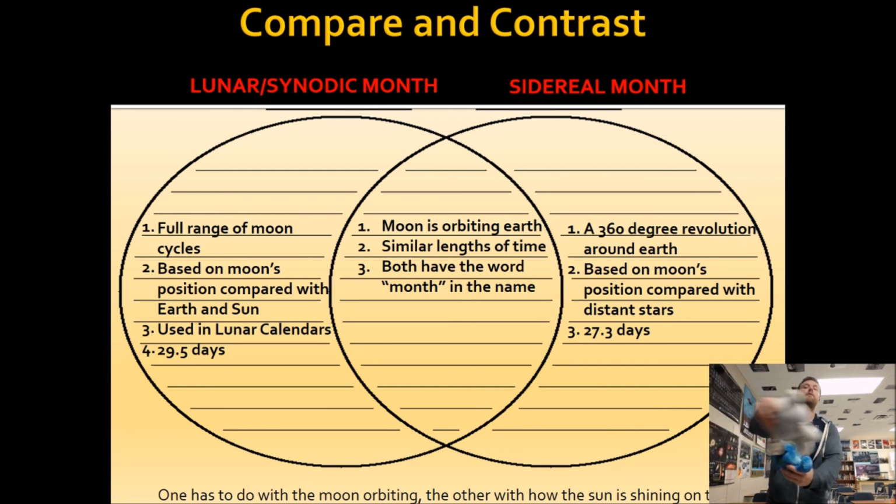Whereas a lunar month is 360 plus a little bit more to get back to a full moon. That's one cycle of the moon phases. Takes 29 and a half days. Why is there a difference? I would say one has to do with the moon orbiting one time. The other, that's the sidereal month. The lunar month has to do with how the sun is shining on the moon from full moon to full moon.